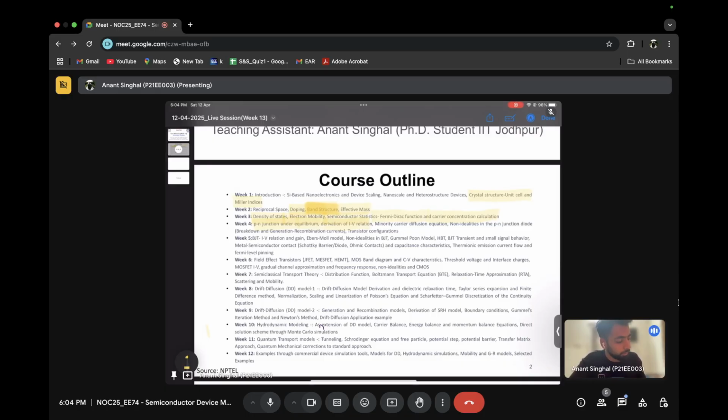Then the minority carriers, the non-idealities. Non-idealities include the eta factor that we have, eta VT, if you remember. And yeah, these are some of the important topics.